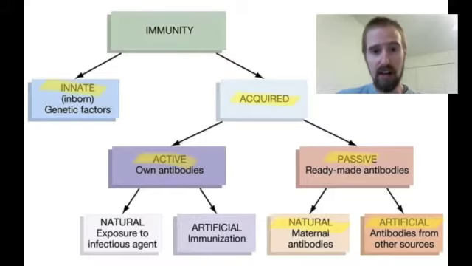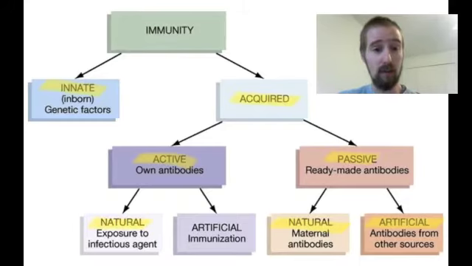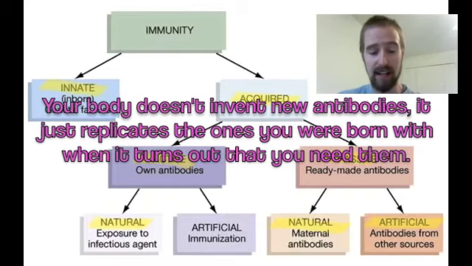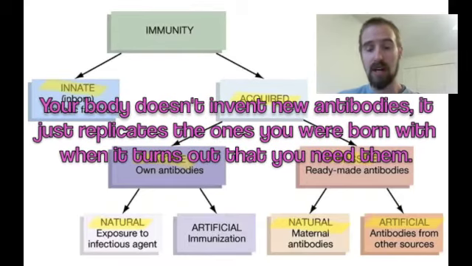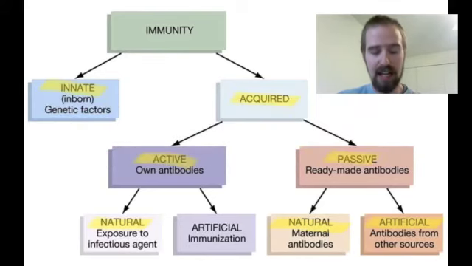Active immunity, on the other hand, uses our own antibodies, and that can be acquired through a couple of ways as well. So, it can be acquired naturally. If we are exposed to something and our body creates a bunch of antibodies to fight it in the future and creates a bunch of those memory cells to help us prevent reinfection, that's a kind of active immunity.